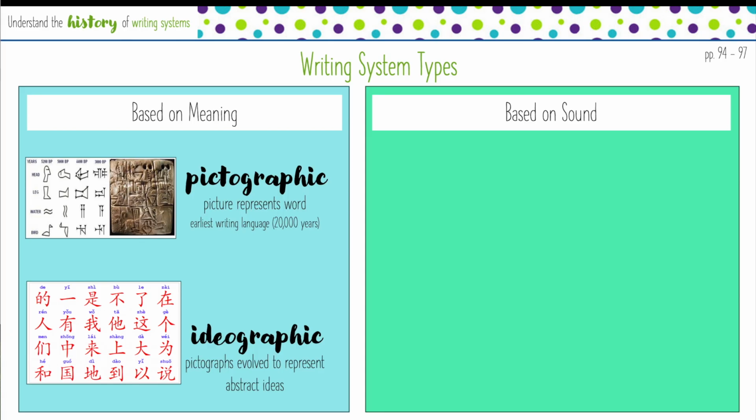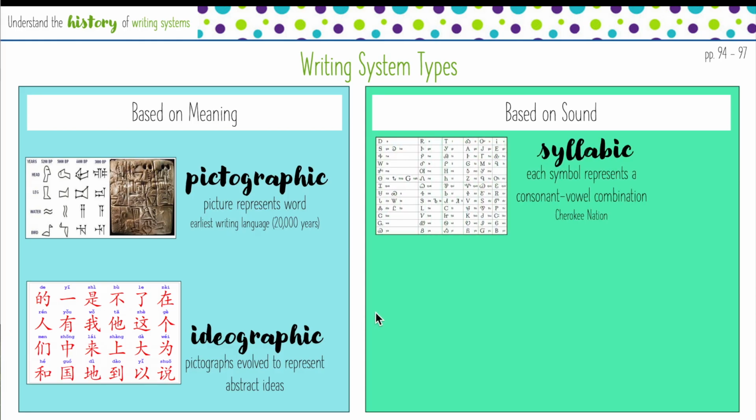In Chinese, if I was going to say, I want to meet you at 10 o'clock tomorrow, then you basically literally say, I tomorrow at 10 see you. So there isn't really a lot of connecting words there. But we also have writing systems based on sound, such as the Cherokee Nations, which is based on syllables. So each symbol represents a vowel and a consonant combination, which is a syllable.